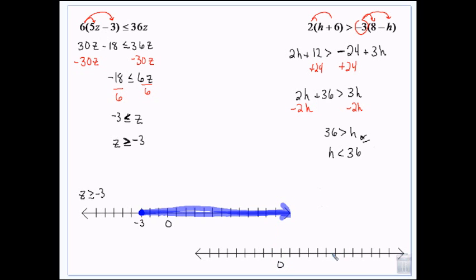And so I'm going to put a 0, and I'm going to say this is 36. I'm going to have an open circle because it's just a less than, and then I shade left or right.